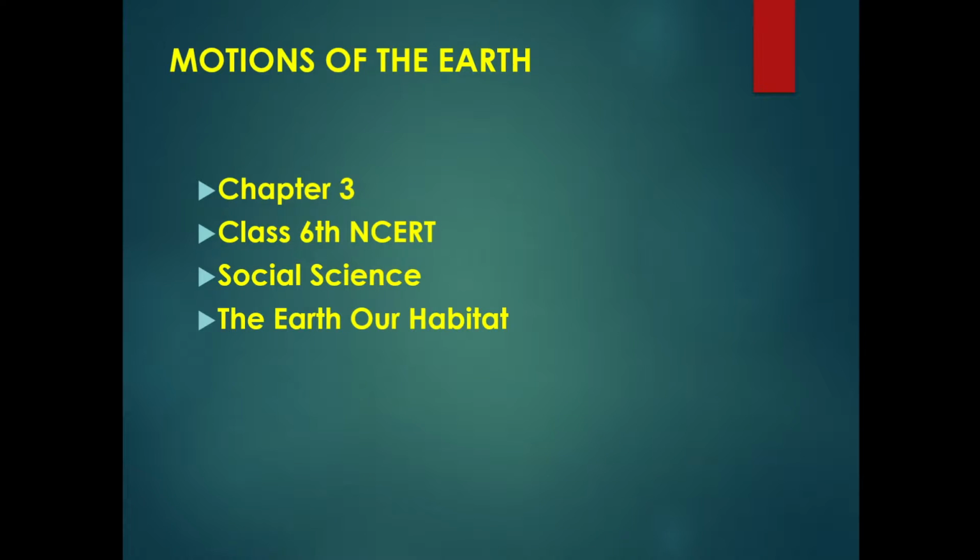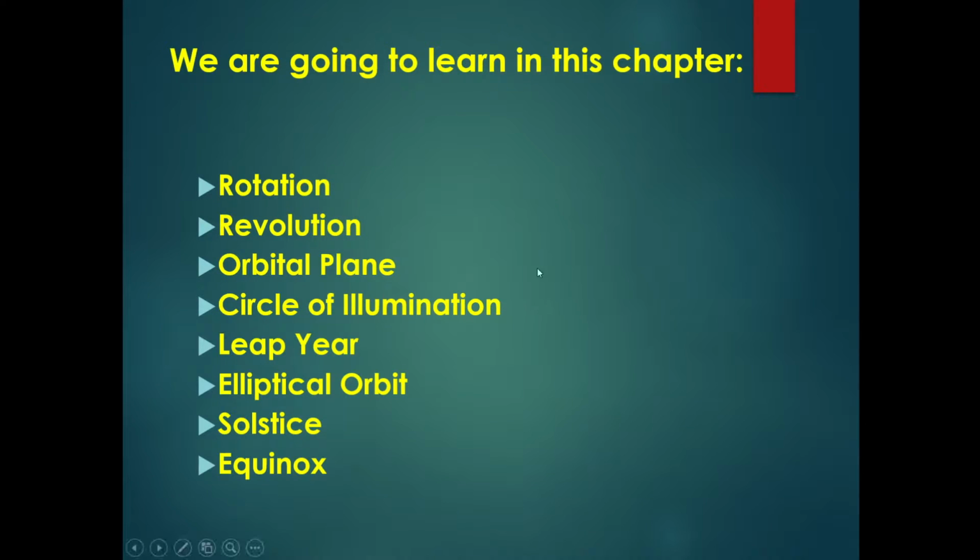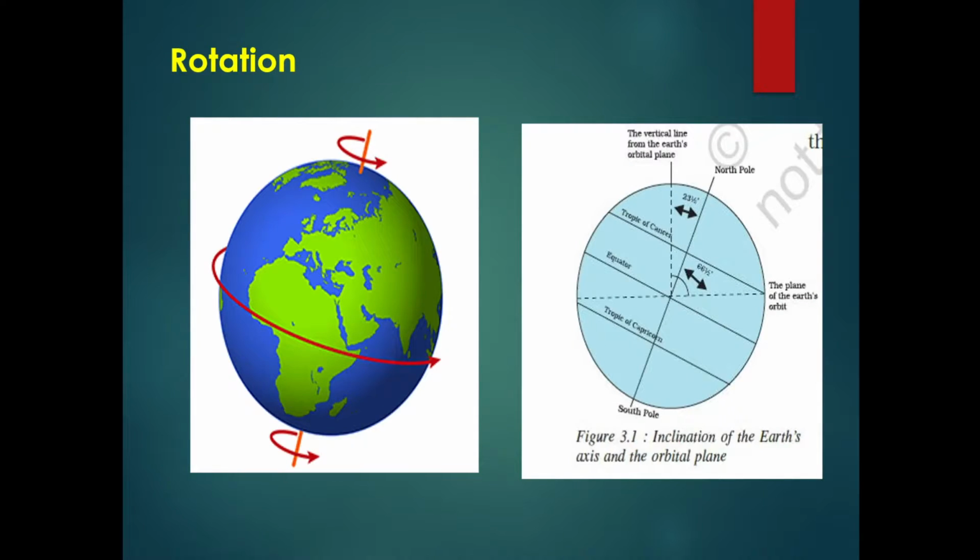Hello friends, today we are going to learn about Class 6 NCERT Geography Chapter 3. The topic is motion of the earth. In this chapter we will broadly cover rotation, revolution, orbital plane, circle of illumination, leap year, elliptical orbit, solstice and equinox.